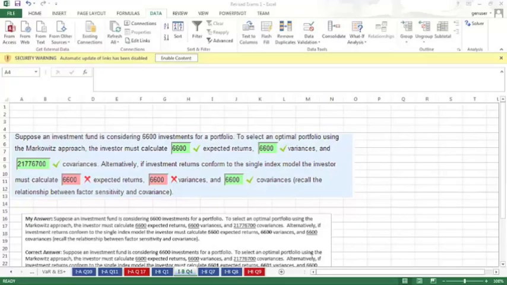the investor would calculate the 6,601 expected returns as well as 6,601 variances, because once again you have to add 1 to both of these numbers for the factor variance as well as the factor risk premium.